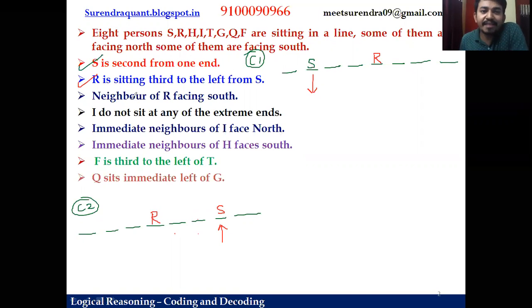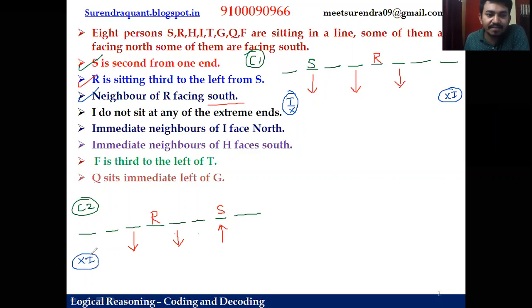Okay, immediate neighbors of R are facing south. So these are the immediate neighbors of R, right? So these two are facing in which direction? South. Sorry, immediate neighbors of R are facing south, right? So this is south, this is south. Here also, this is south, this is south. Next, this is done. I does not sit at the extreme end of the line. So in all possible cases, I is not sitting at this end. If something is not possible, put a cross mark and write it down. So later on, it becomes easy for us to locate the positions of I.